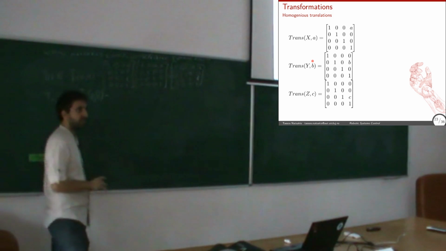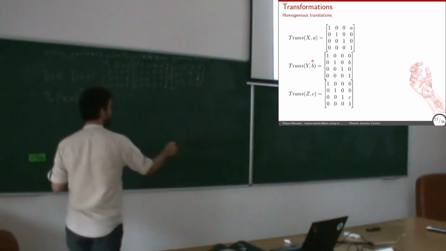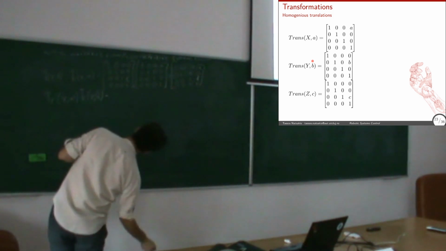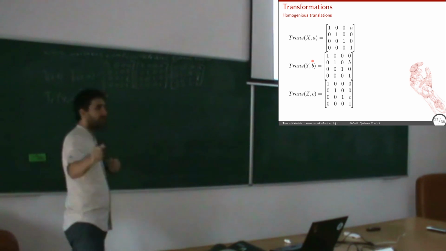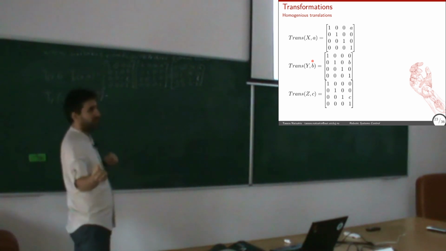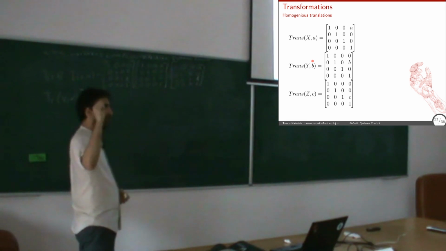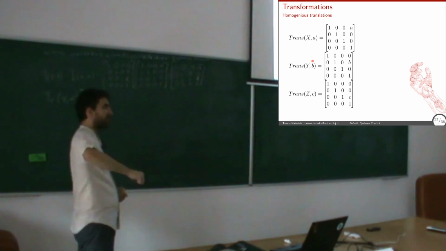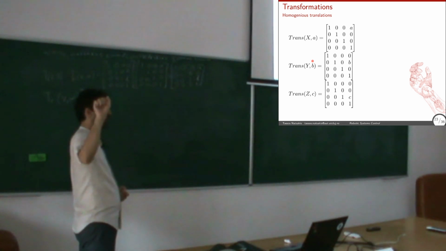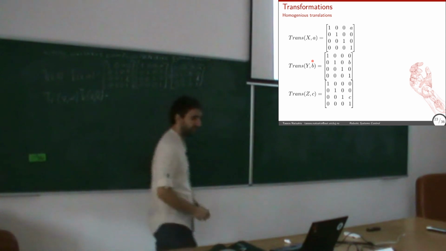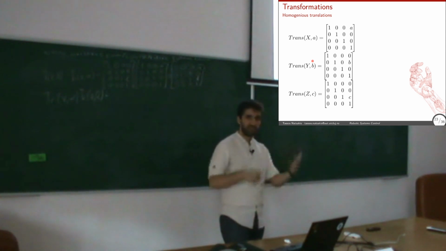But it's not the same with rotations. It's not the same if I rotate around z and then around x. I'm not going to end up in the same point if I rotate around x and then around z. You can try things out. If I first rotate my hand like this and then like this, it's not the same as rotating like this and then like this. Sometimes it works, sometimes it doesn't.